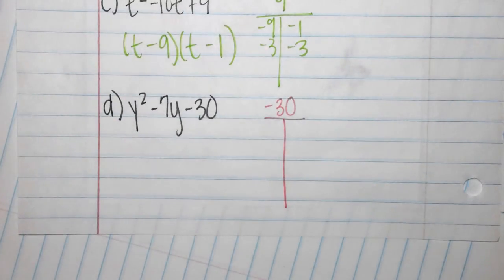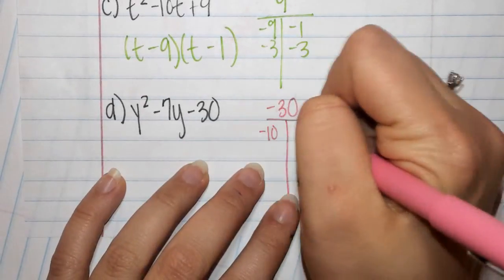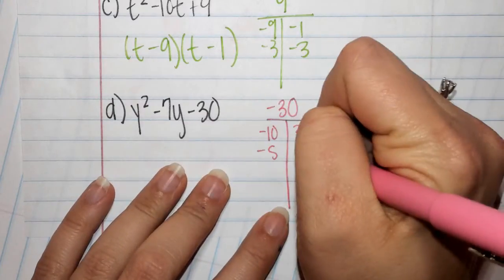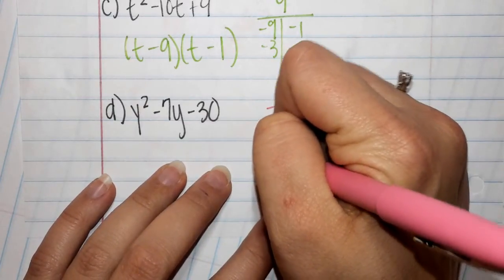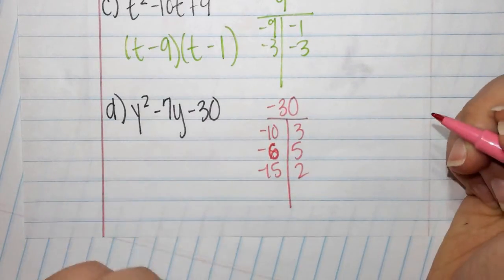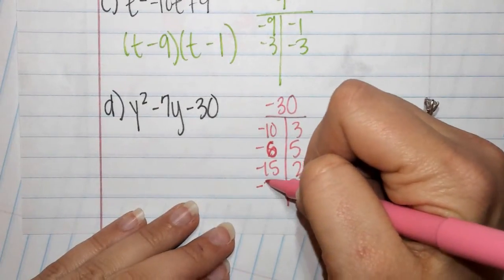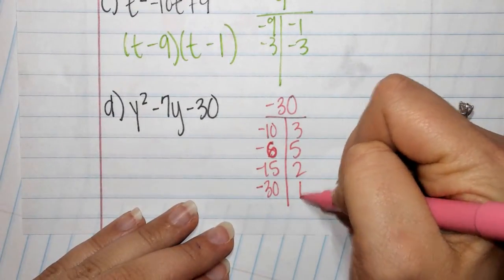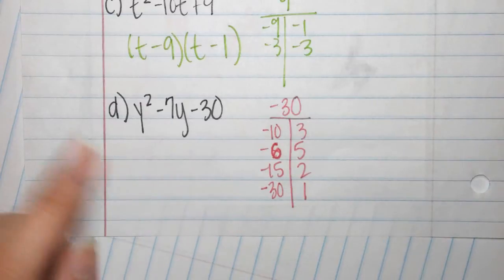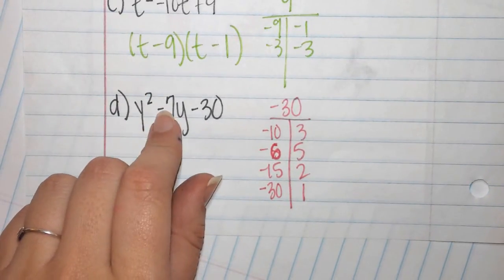Please list two numbers that multiply to get negative 30. Negative 10, positive 3. Negative 6 and 5. Negative 15 and 2. Anything else? Okay. Now, they have to multiply to get negative 30 and add to get what?